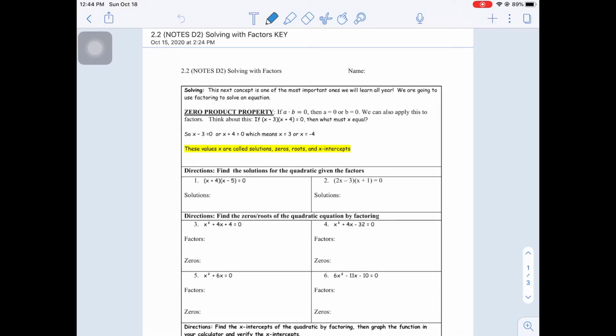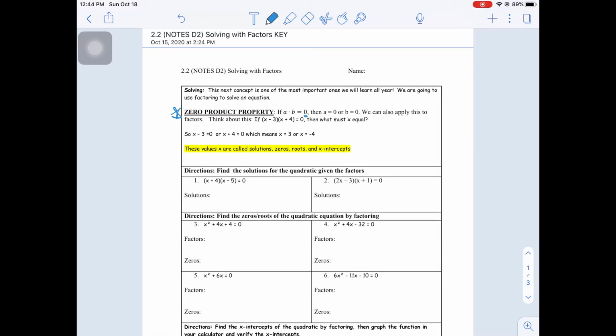All right, guys, so yesterday you learned about factoring. So today we're going to talk about solving using those factors. The key to understanding where this comes from is this thing right here called the zero product property. It says if A times B equals 0, then A must equal 0 or B must equal 0. We can also apply this to factors.